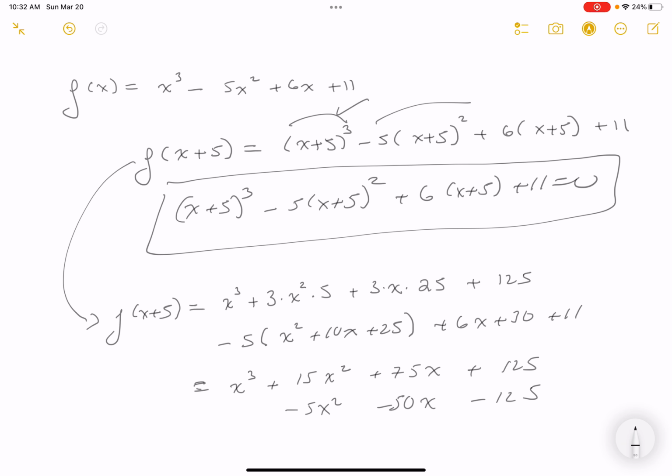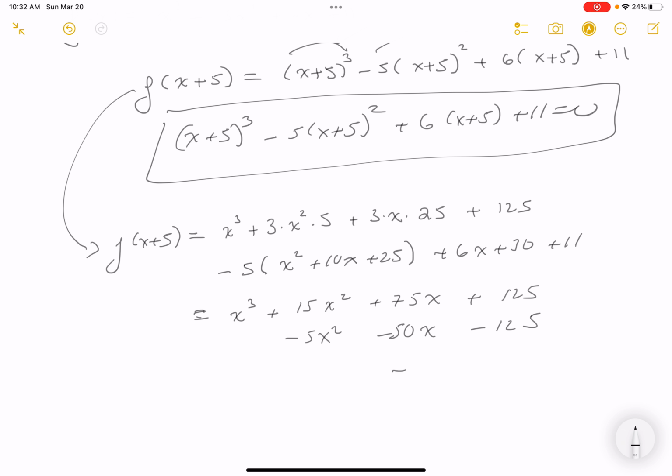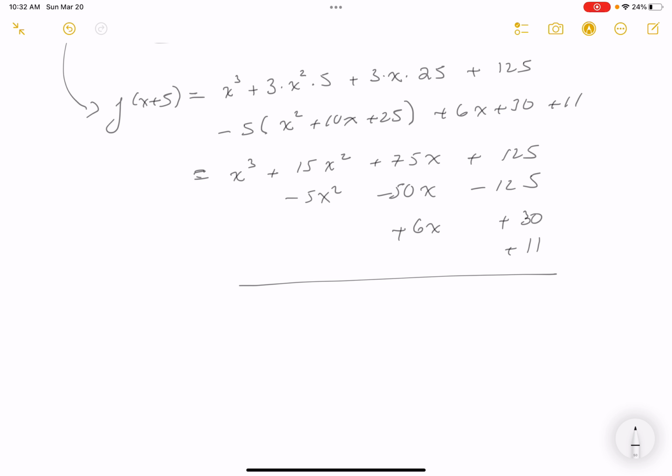All right, got that written down. And let's put the plus 6x down, plus 30 plus 11. Let's add together, and then we'll check the key to see if we got it. That's going to be plus 10x squared, 25, 31x, and you can get 41. And that's what f of x plus 5 is. Of course, they want the equation written down. Let's write that down, and then we'll check it.